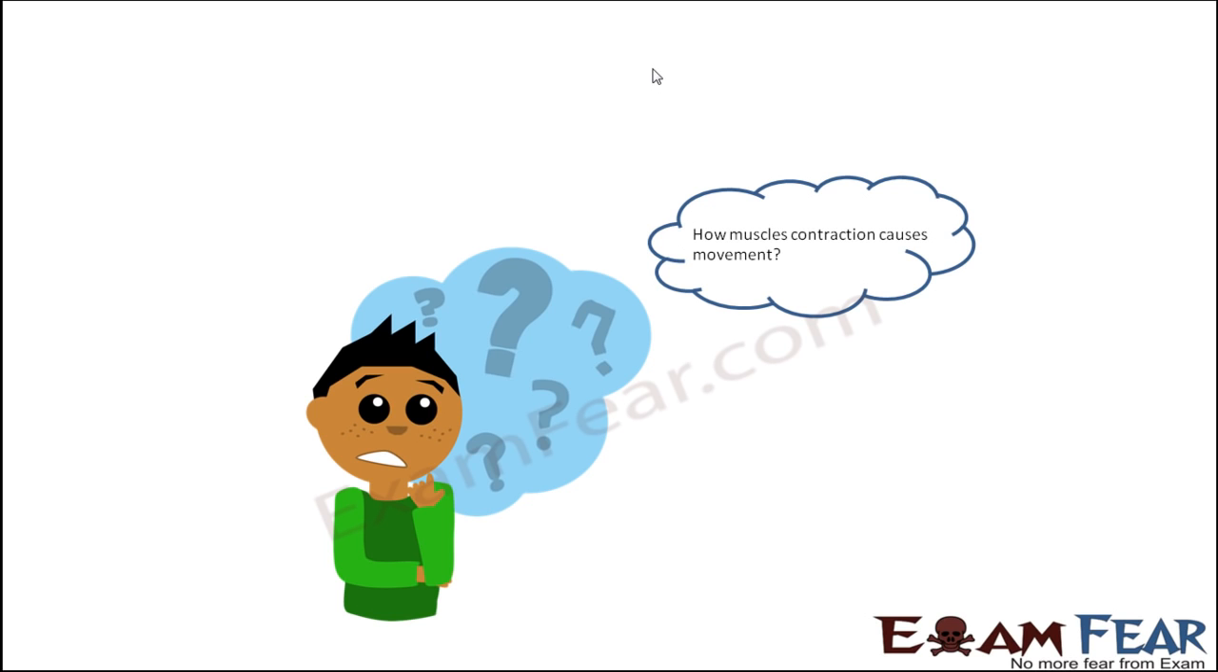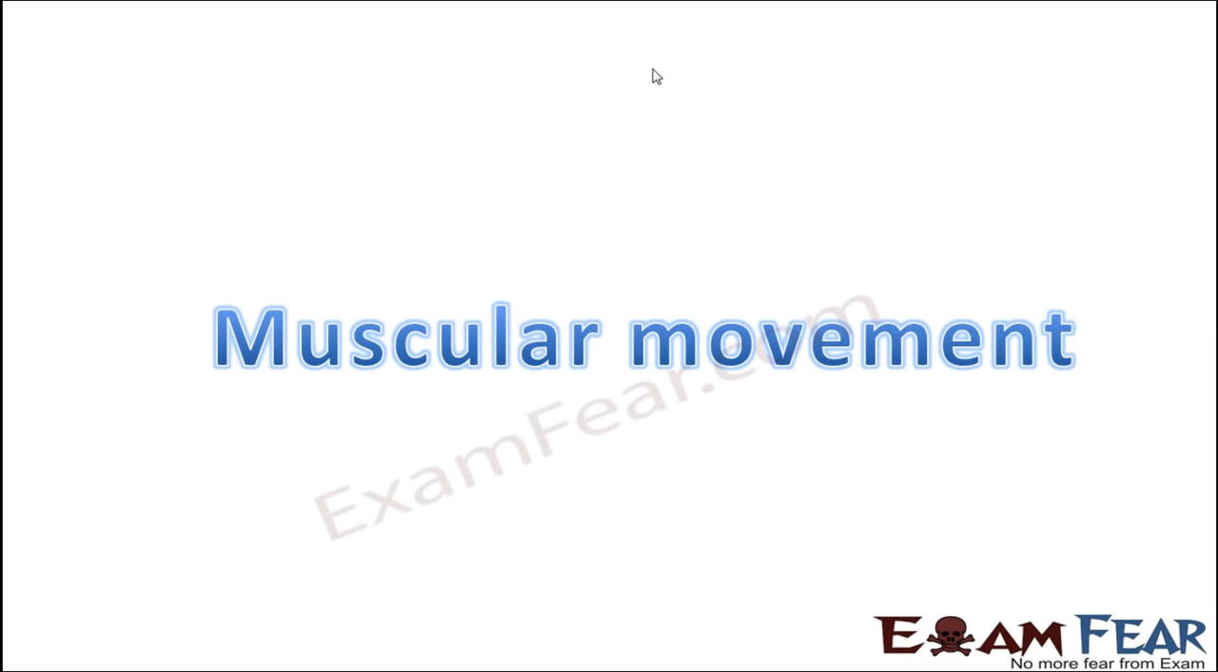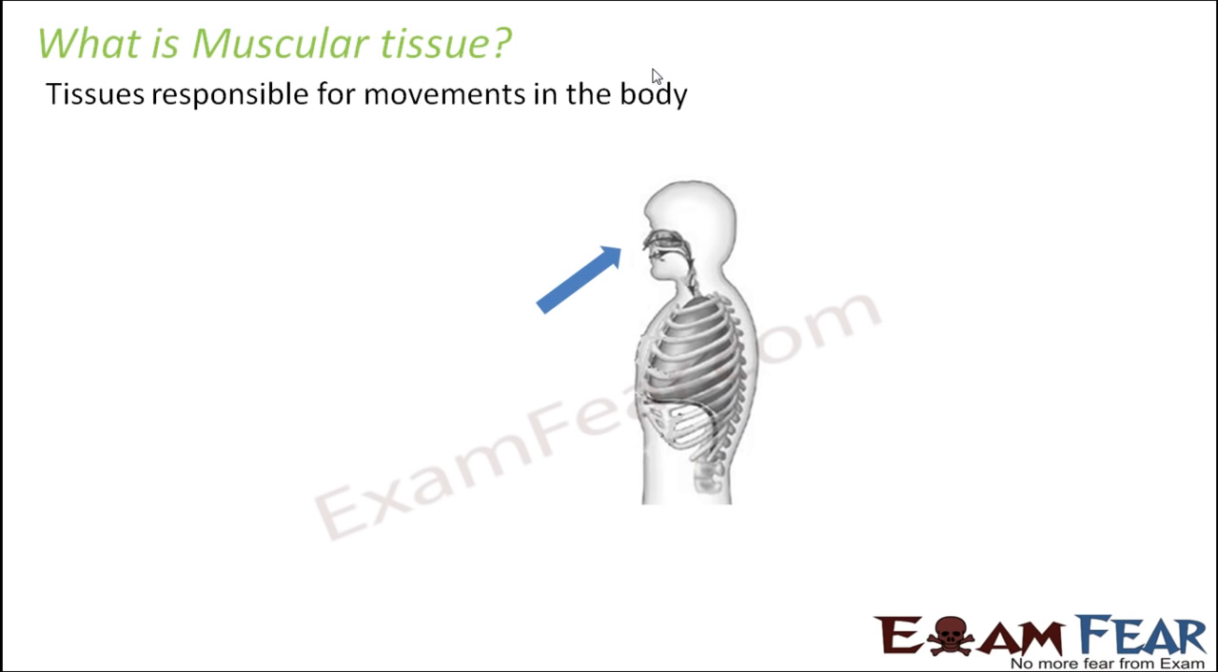So now we will first have to understand what is muscle. Once you know what is muscle, and what is the structure of muscle, only then will you be able to understand the concept of muscle contraction and then relate it to how this contraction causes movement. So now we will spend some time discussing muscular movement. But before we get into it, first let us try to understand what is muscle or what is muscular tissue.